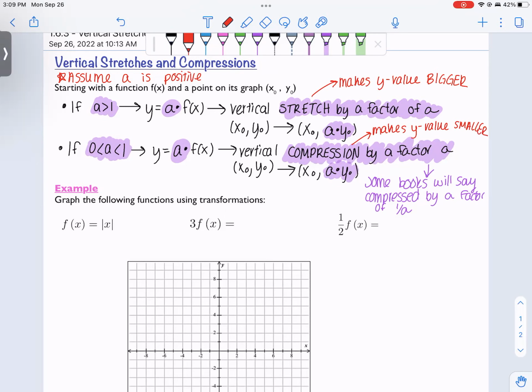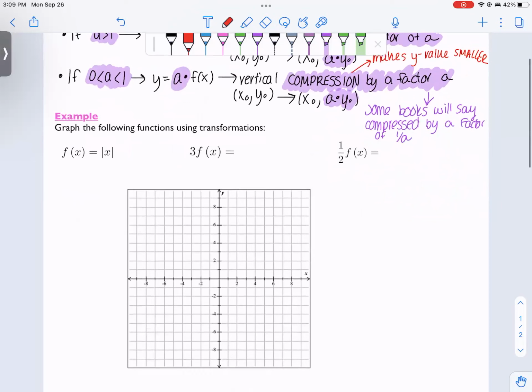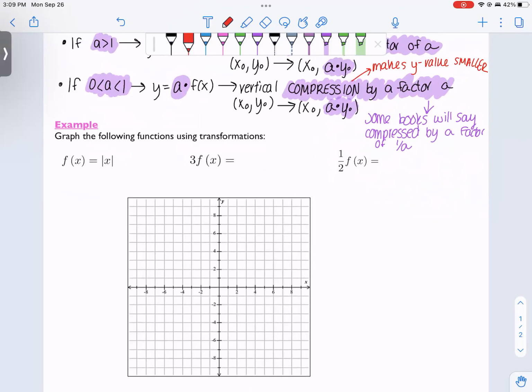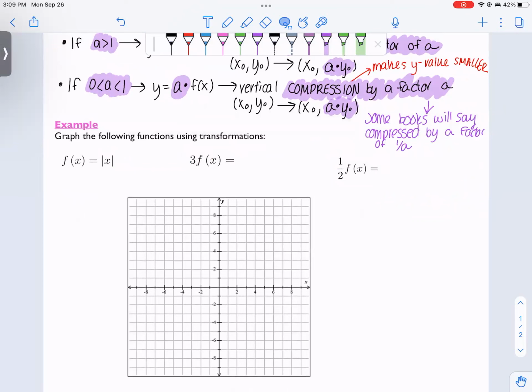Oh, man. You can almost read that there. All right. So we're going to graph some functions here. I'm going to cheat and move this down a tiny bit. You can leave these ones.